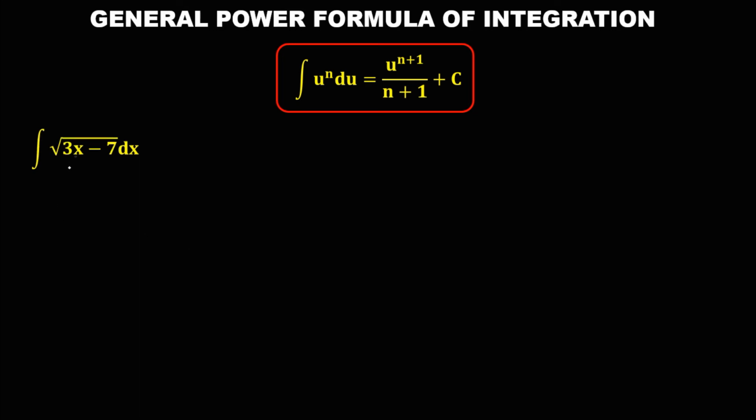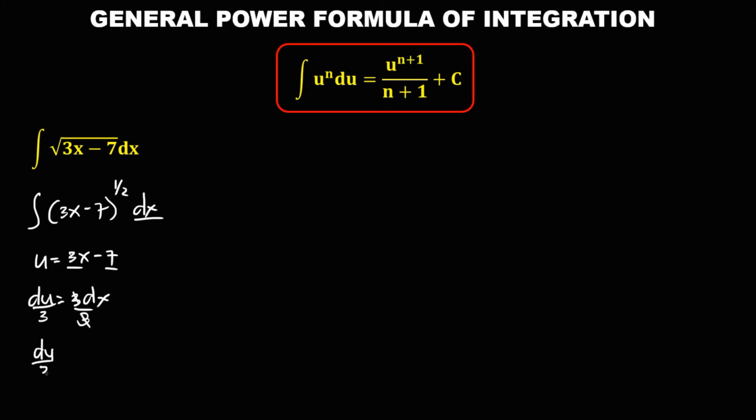Then for this given, to convert this radical into exponential form, this is equal to the integral of 3x minus 7 to the power 1 half, then the dx. Then from the u substitution, u equals 3x minus 7 and du. The derivative of 3x is 3, and this one is 0, so we have 3 dx. Since we have dx, divide both sides by 3. So du over 3 is equal to dx.